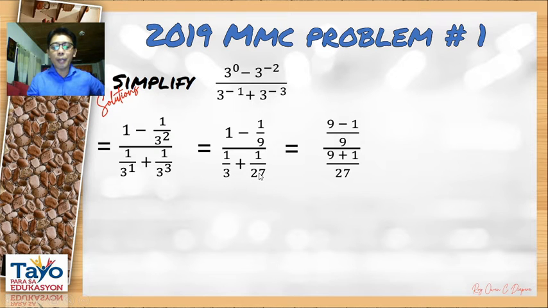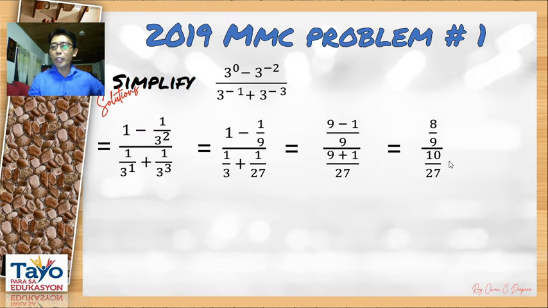So, 3 and 27, ano ang LCD nito? Is 27. So, 27 divided by 3 is equal to 9 times 1 is equal to 9. 27 divided by 27 is 1 times 1 is equal to 1. Okay? So, let us simplify this equation further. Okay? So, 9 minus 1 is equal to 8. Copy 9. 9 plus 1 is equal to 10. Then, over 27.